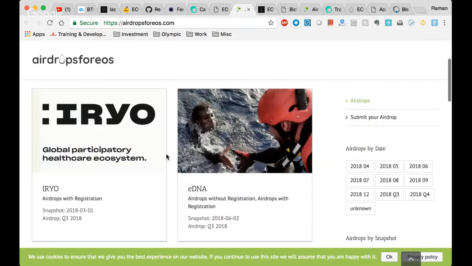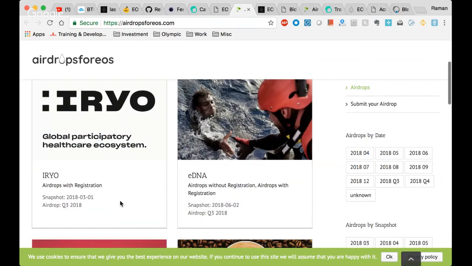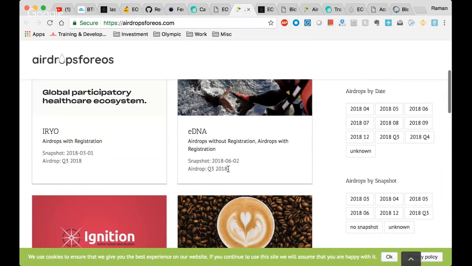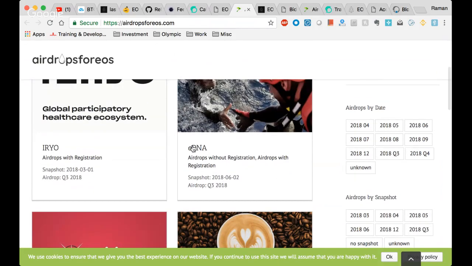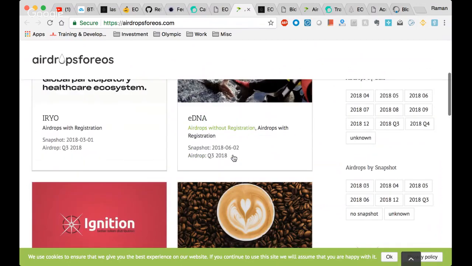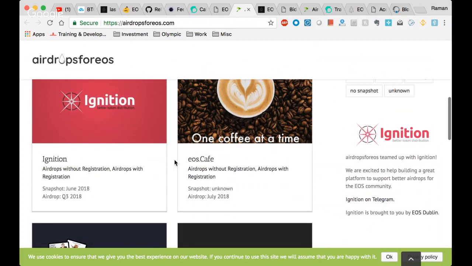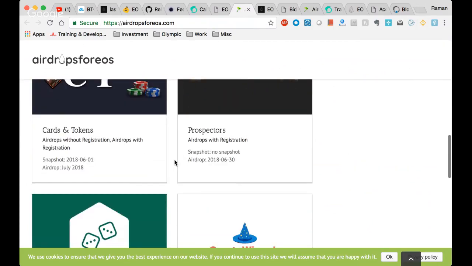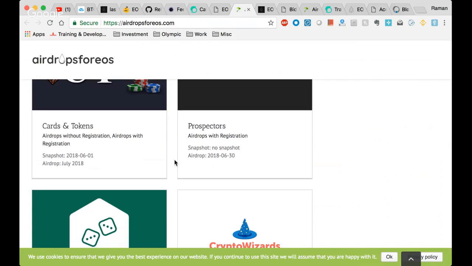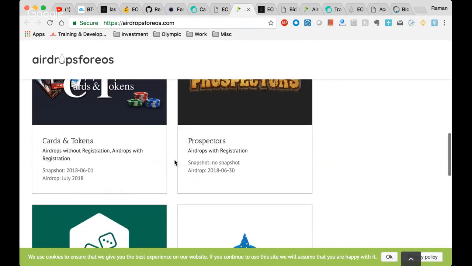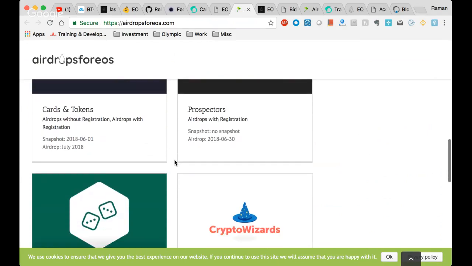I think for ERIO, the registration was very early before the mainnet, so don't worry about it. For eDNA, only people who have less than 100 tokens need to register. Everybody else will automatically get the airdrop. So you can go and click on these links, go to their sites. You can do your own research if you are too worried about these airdrops. I would say that most of the good projects are airdropping without you even doing anything. So do not worry too much about these things.